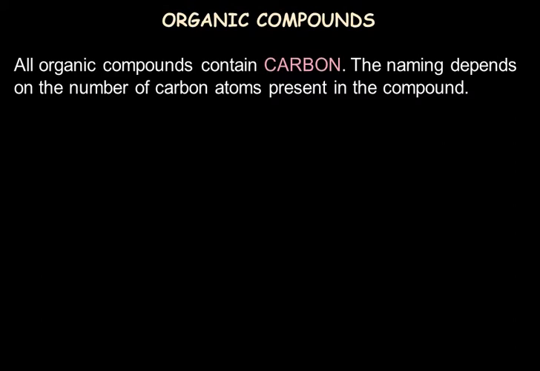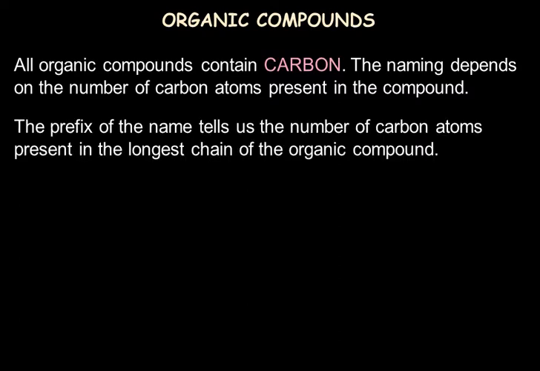Now, as we know, all organic compounds contain carbon, so the naming depends on the number of carbon atoms present in the compound. In any name of an organic compound, the prefix, that is the starting of the name, tells us the number of carbon atoms present in the longest chain of the organic compound.